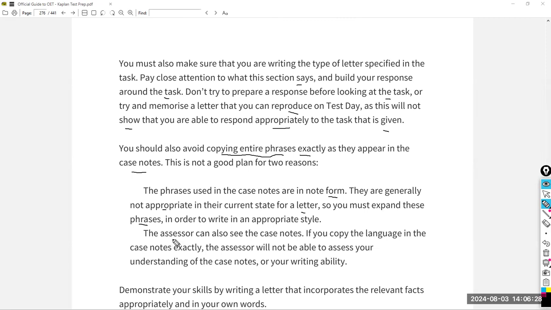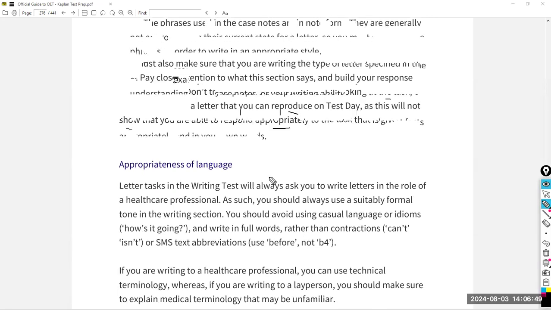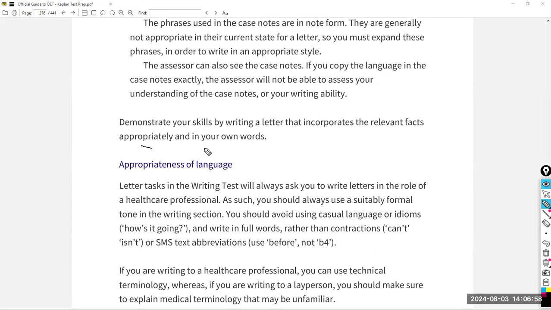The corrector of your paper or writing can also see the case notes. If you copy the language in the case notes exactly, the assessor will not be able to assess your understanding of the case notes or your writing ability, please. Okay, so I have to demonstrate my skills by writing a letter that incorporates the relevant facts appropriately and in my own words.